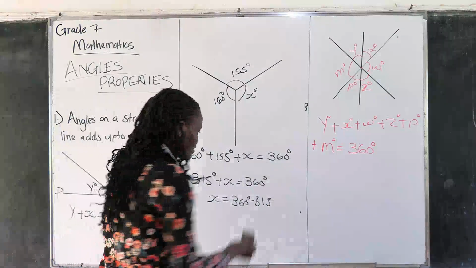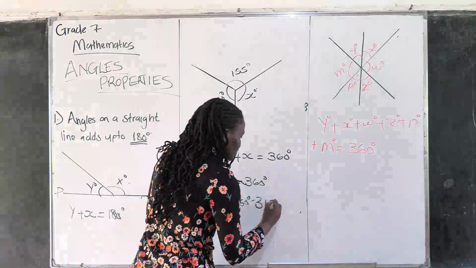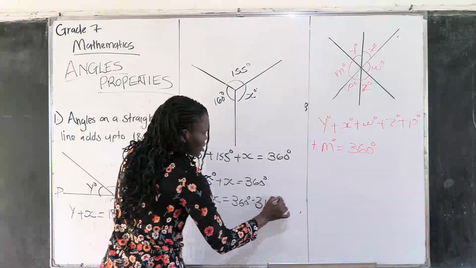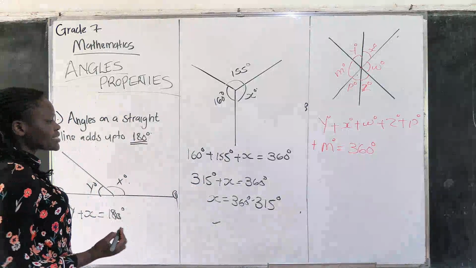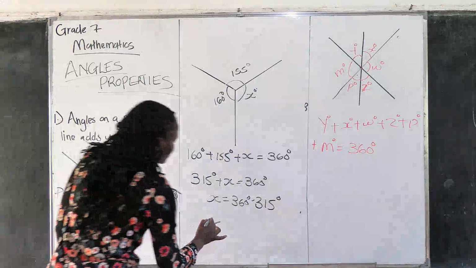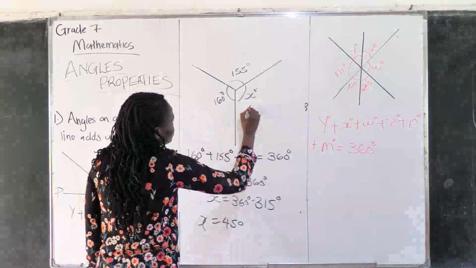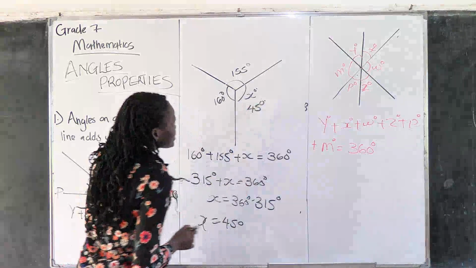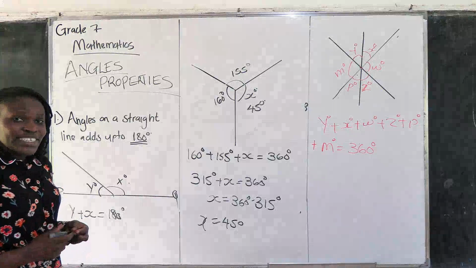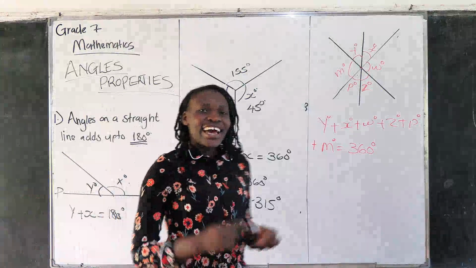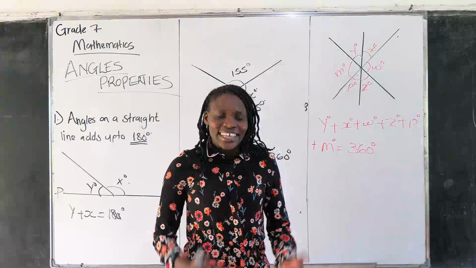So let me write it well. We have 315 degrees. So we're going to get that the other angle will be 45 degrees. That is x. So this one is going to be 45 degrees. That is now the value of x. So we have used the second property, and the second property says that angle at a point add up to 360 degrees.